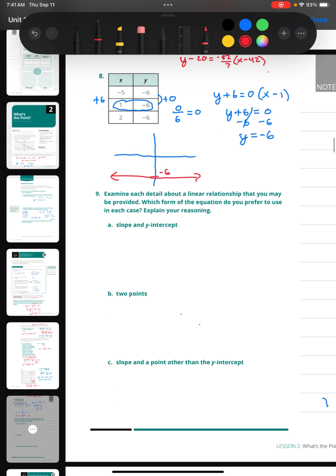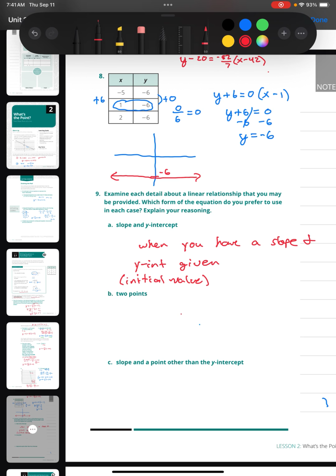So 9, examine each detail about a linear relationship you may have been provided. Which form of equation do you prefer to use in each case? So you want to use slope and y-intercept when you have a slope and y-intercept given to you. And remember, our y-intercept is just our initial value, if we're given some sort of initial value.